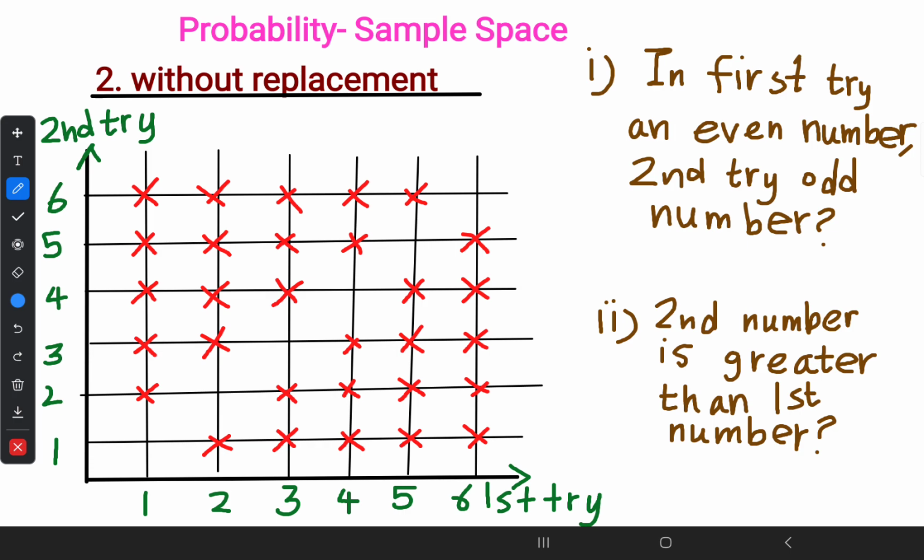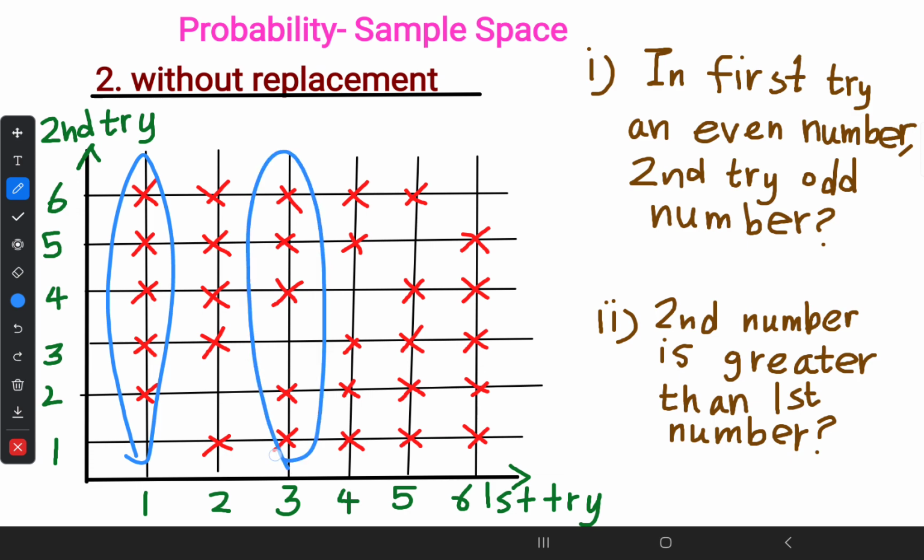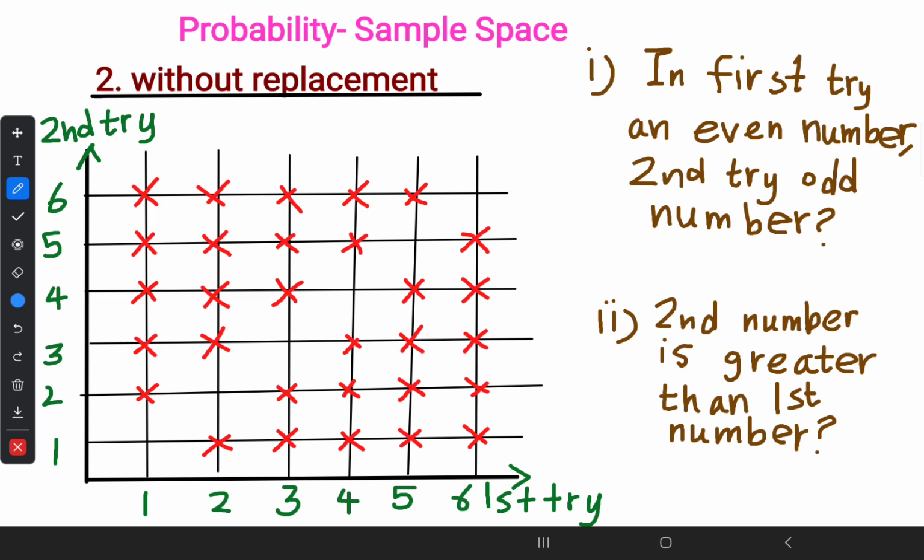First try even number means in all these events we are selecting an odd number in the first try. Here and here and here. In the first try we are selecting odd numbers, so no need to think about these probabilities. We can check with other events. First try even number, second try odd number. First even, second odd. This is a possible one. First even, second odd. First even here, second also even number. So we don't want that.